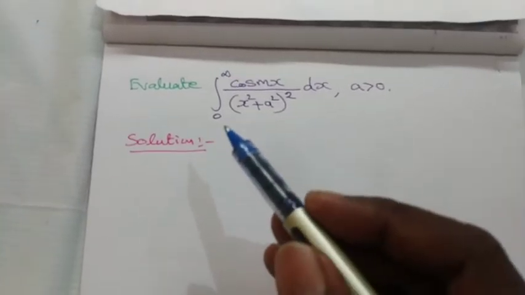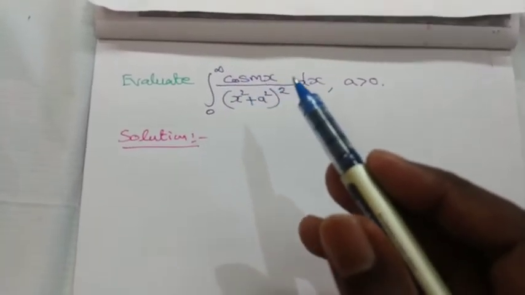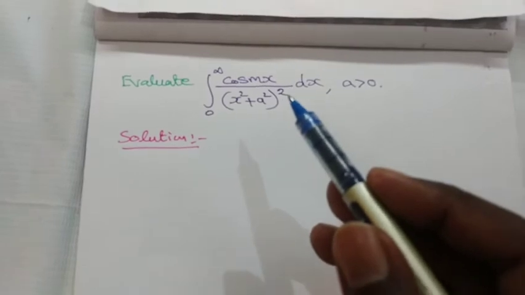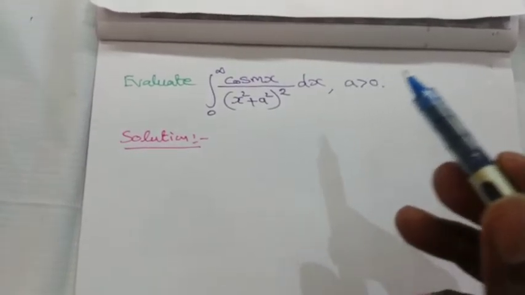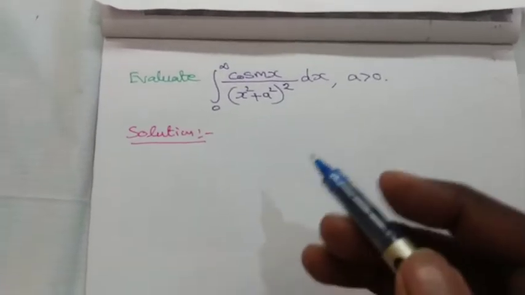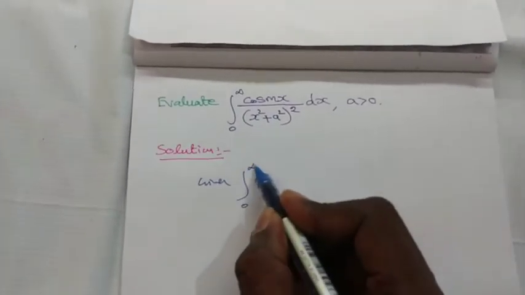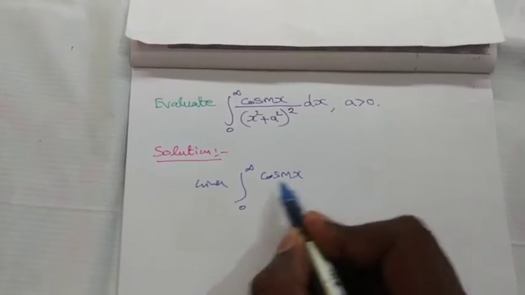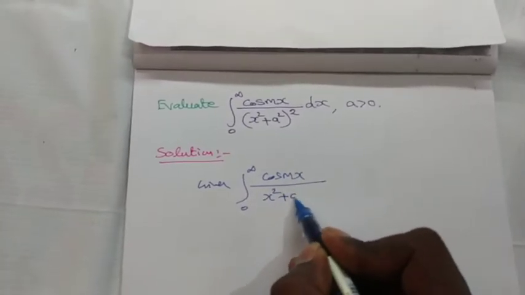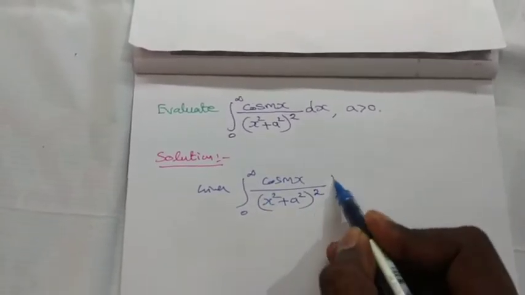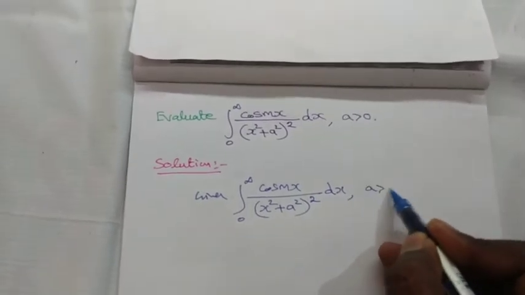Evaluate the integral from 0 to infinity of cos mx divided by (x square plus a square) the whole square dx, where a is greater than 0. So the given integral is integral from 0 to infinity of cos mx by (x square plus a square) the whole square dx, where a is greater than 0.